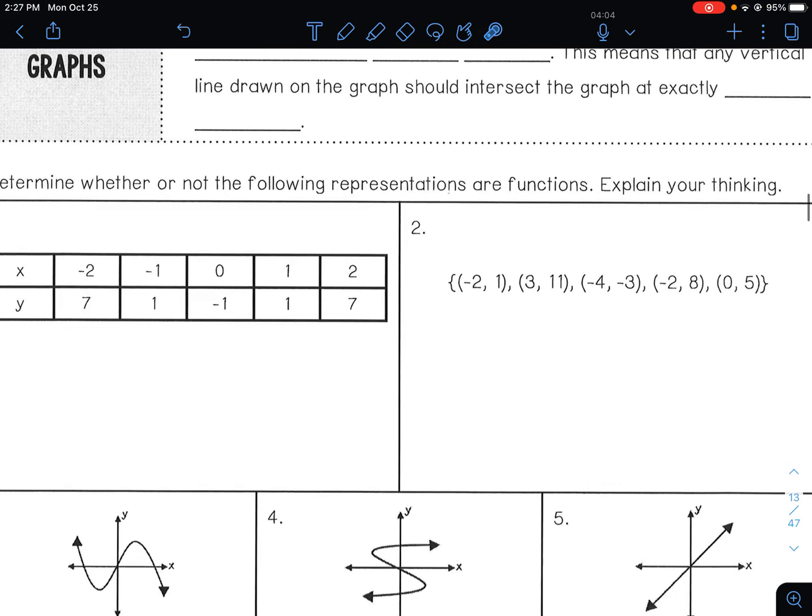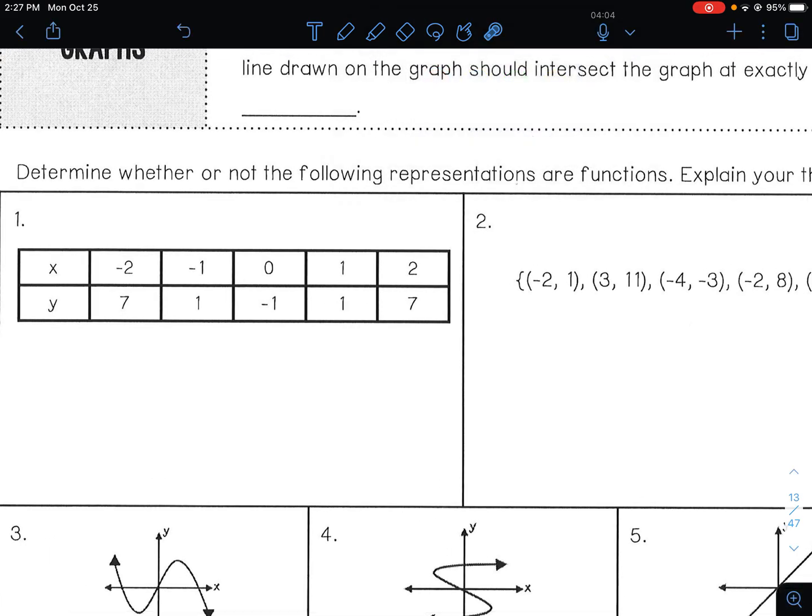So let's take a look at number 1 and 2. The only thing we're looking for are the x values. The y values are irrelevant. If y's repeat, it doesn't matter. If the x values repeat, it does matter. So let's look at the x's.